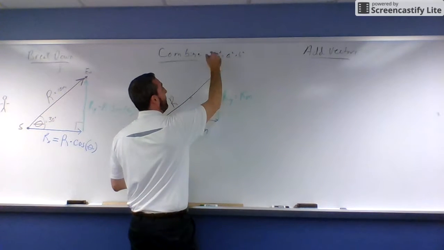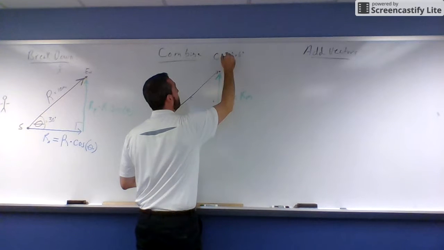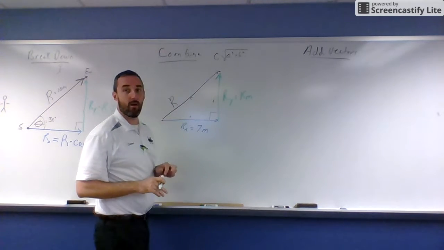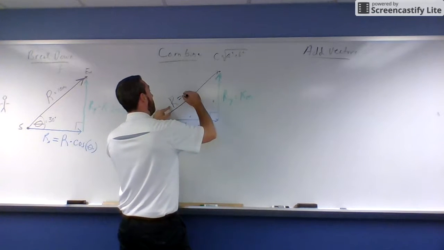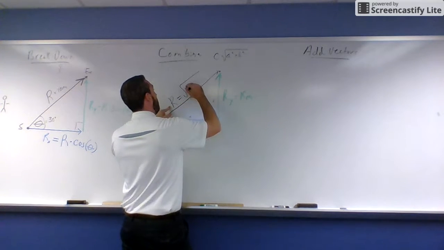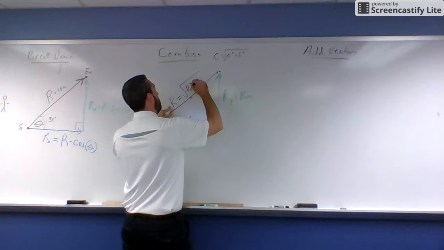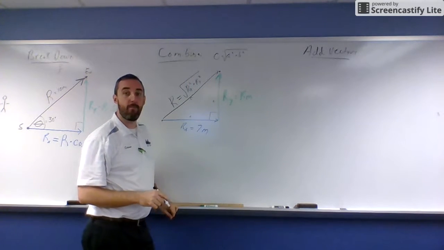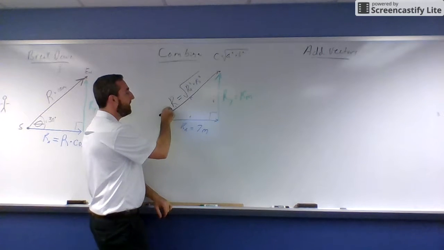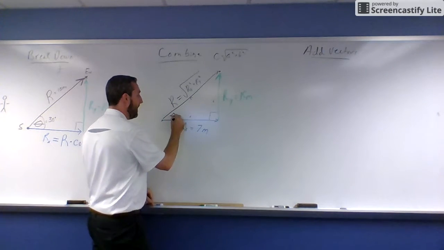Or, if I take the square root of both sides, C equals the square root of A squared plus B squared. So in that case, R equals the square root of Rx squared plus Ry squared. Pretty straightforward. Now, to really know about this vector, though, I also want to know this angle.